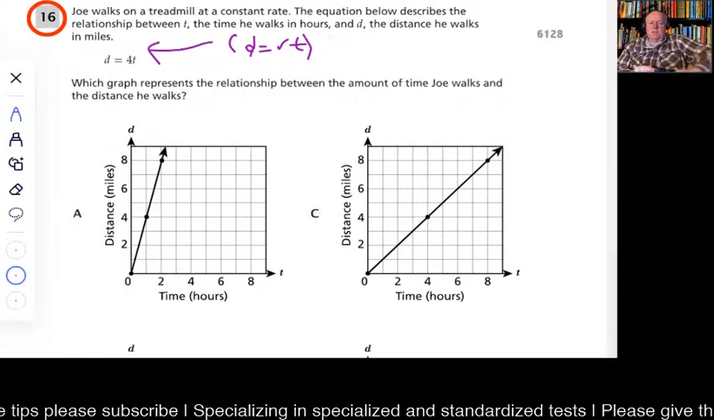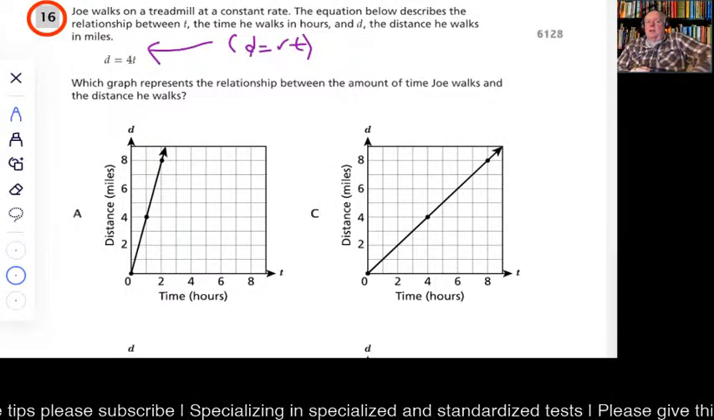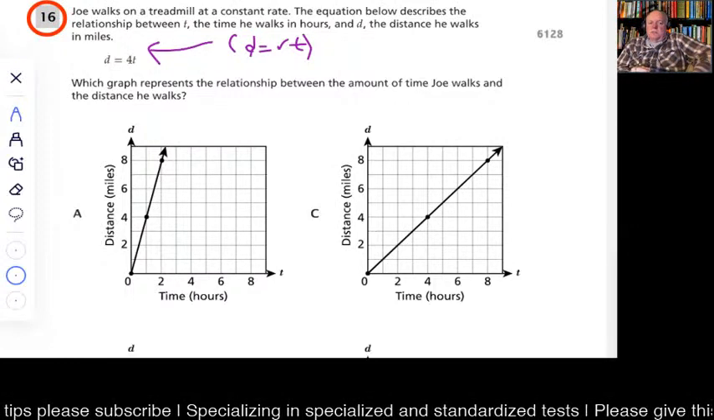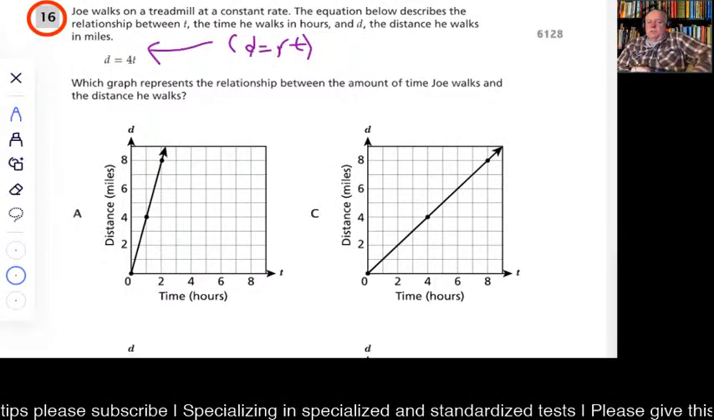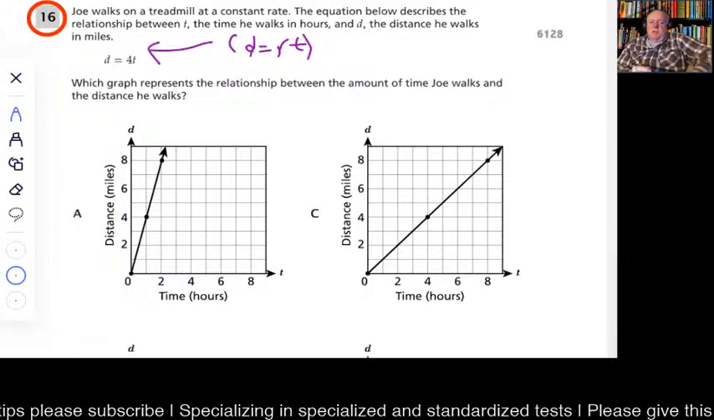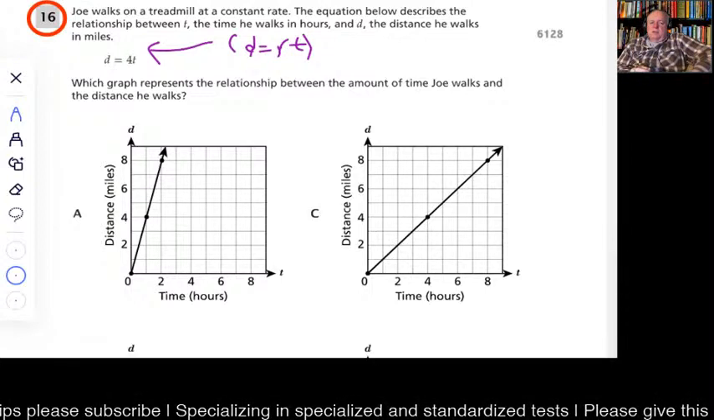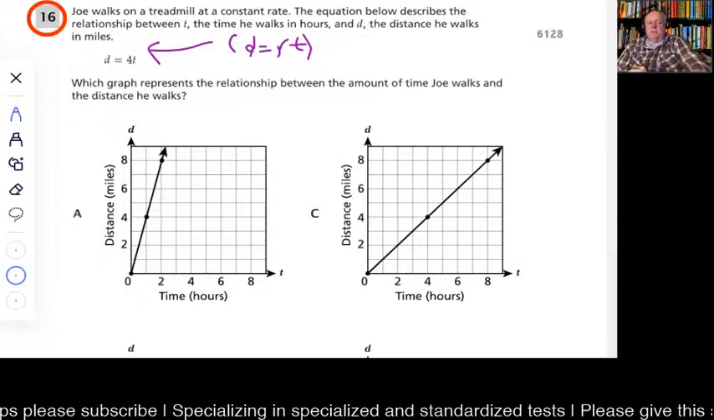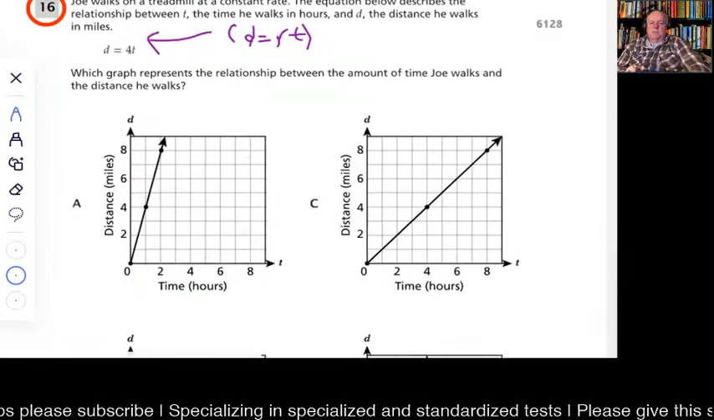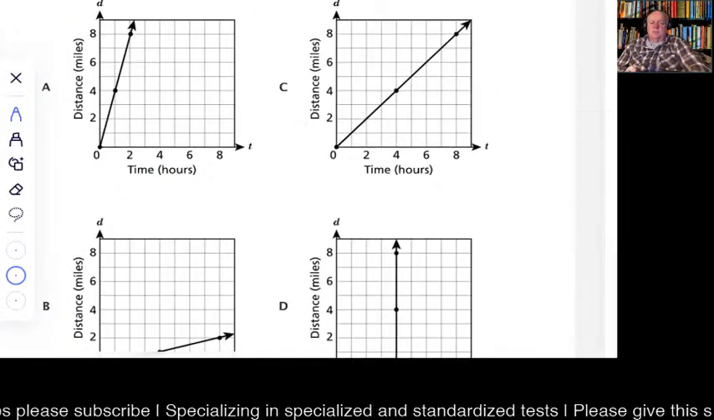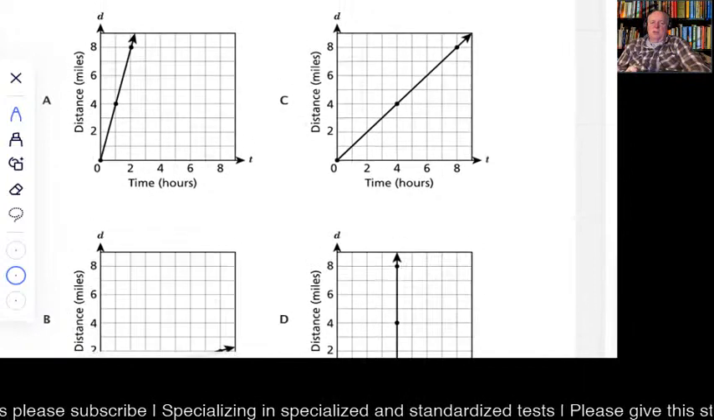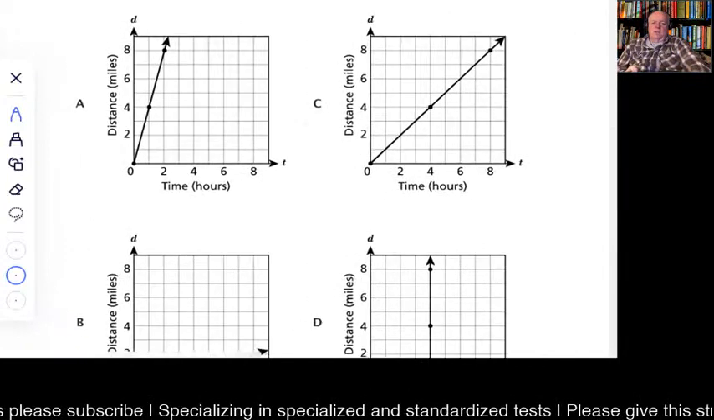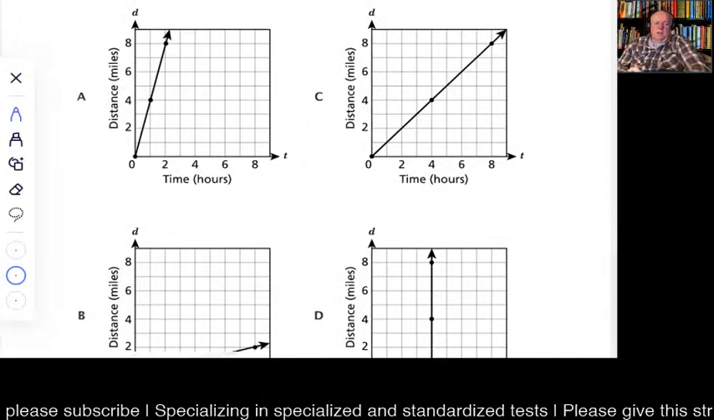So when I say D equals 4T, in the back of my mind I'm thinking, oh, D equals RT, and therefore R is equal to 4. This is some sort of speed problem. We're still not done looking at the illustrations, though, because every answer choice gives us a coordinate geometry grid. So let's look at those and see if we can figure anything out of them.